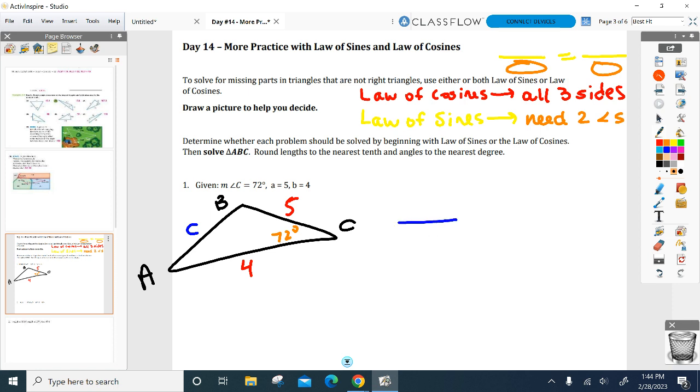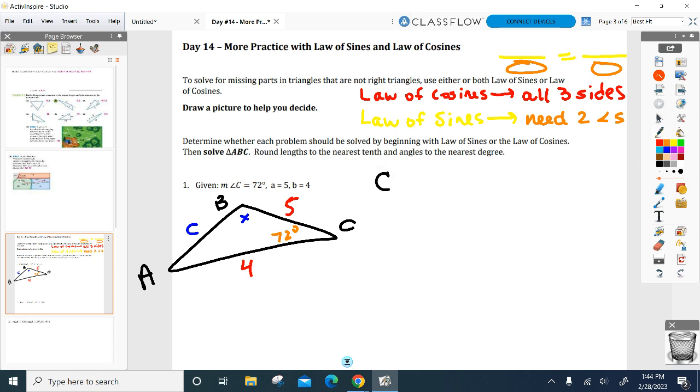Watch. You try to use law of sines. Let's say you try to use law of sines to find angle B. So you do 4 over sine B equals 5 over, you're stuck. All right, so even if you don't see it, process of elimination is going to eliminate law of sines real quick. So yes, we're going to use law of cosines.